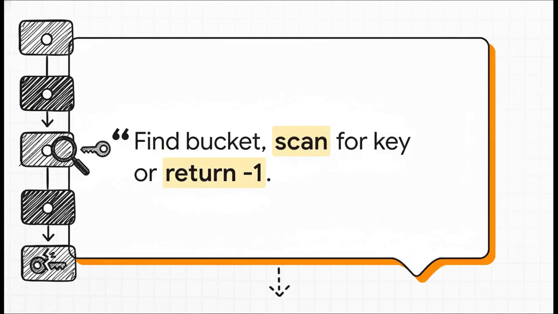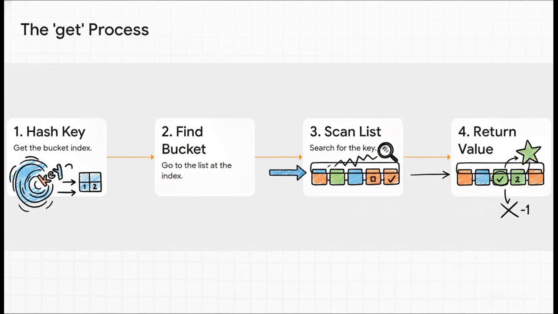All right, now for get. How do we retrieve a value? You're probably seeing the pattern already. The logic is almost identical, but instead of writing data, we're just reading it. Once again, we hash the key, we find the index, we go to the bucket, we scan that little list, checking each key. If we find a match, bingo, we return the value that goes with it. If we search the whole list and come up empty, it means the key isn't in our map, so we just return -1, exactly like the problem asks.